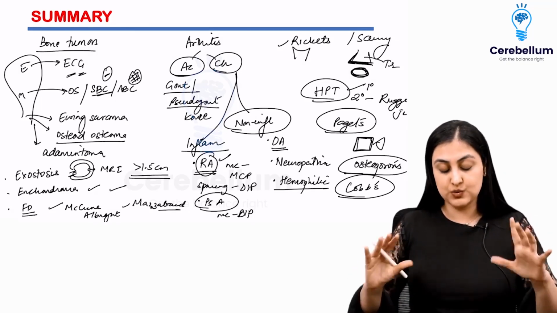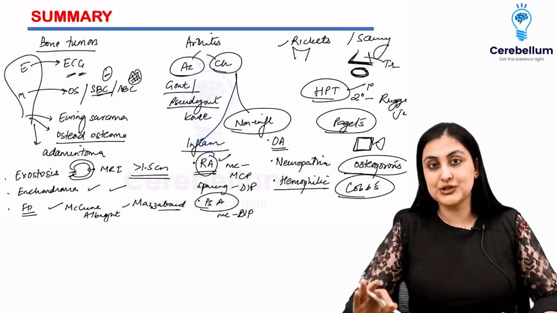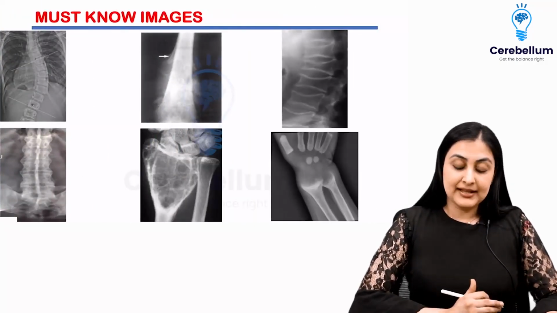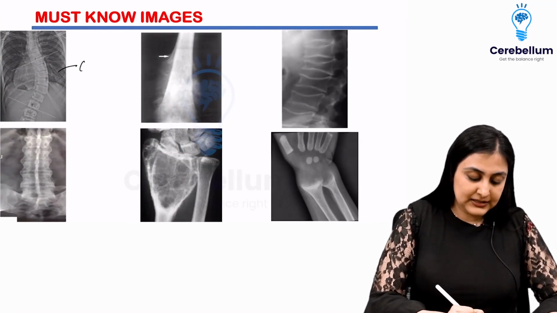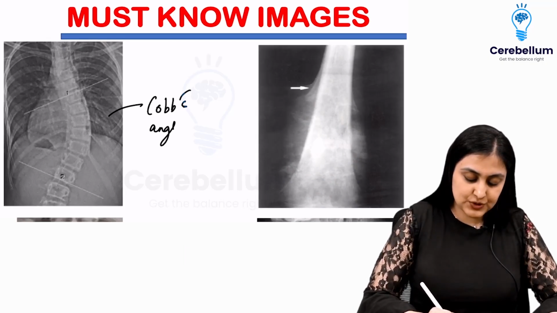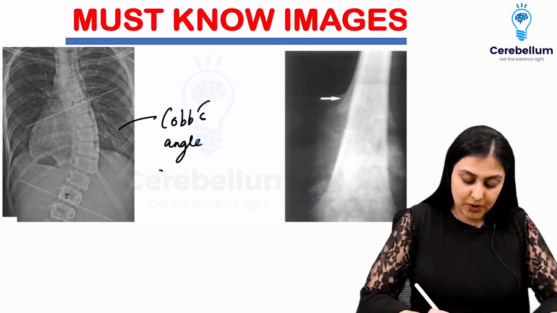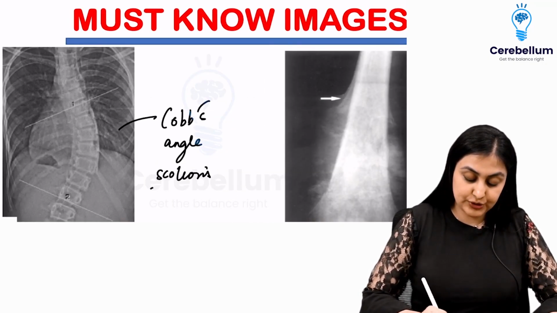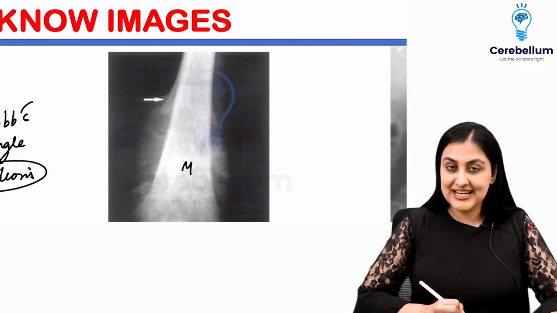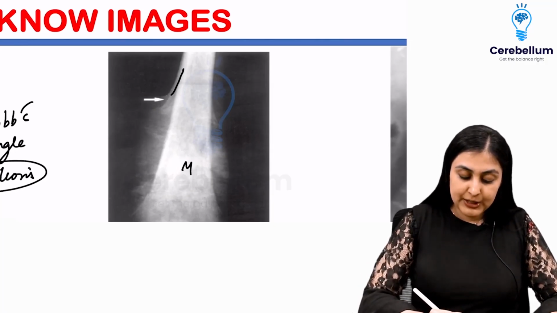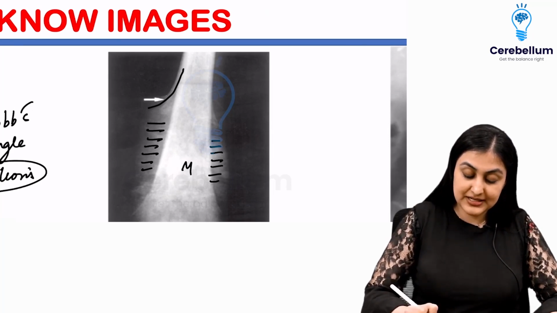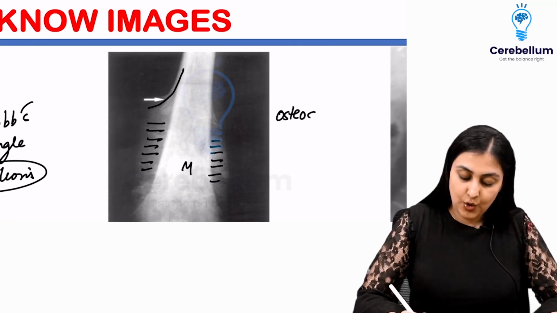Okay, so this is what is a brief summary of musculoskeletal radiology. The must-know images that are a takeaway from this, the angle, this is the Cobb's angle that is being measured in a case of scoliosis, right? So this is Cobb's angle being measured in scoliosis. In this case, there is a metaphyseal bone tumor, white because it's bone forming. You can see the Codman's triangle, and this is the sunburst reaction that is seen in osteosarcoma.